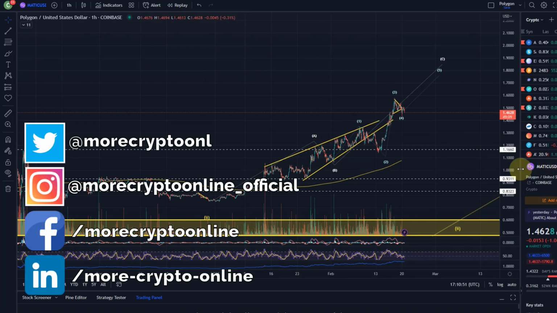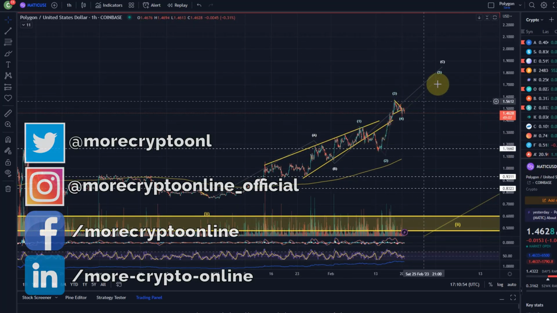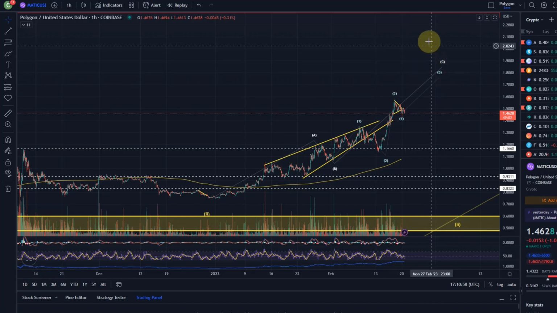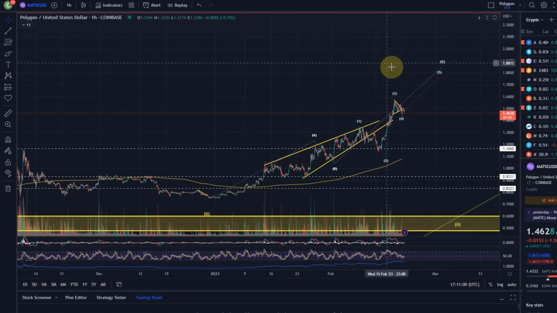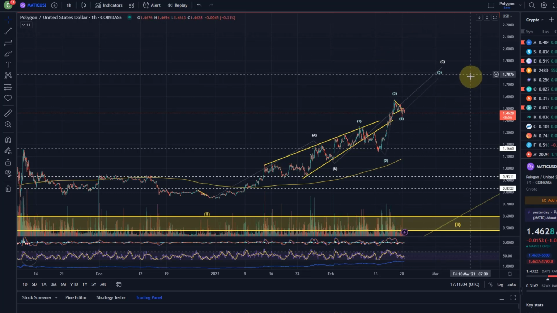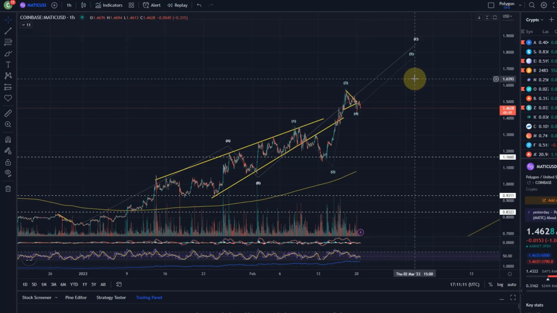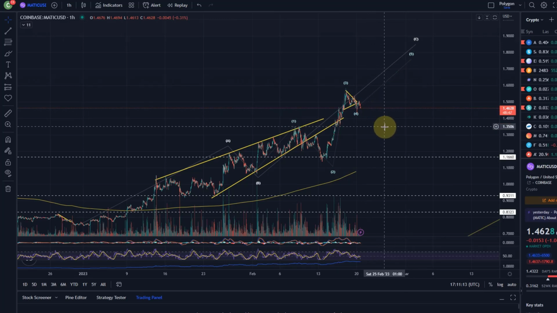So MATIC's chart is still active. It allows for further extension to the upside into that sort of 180 region. We talked about that in yesterday's video and in the video before that as well. As long as we're holding above 135, this can certainly still push higher, no problem at all. But it needs to hold 135.